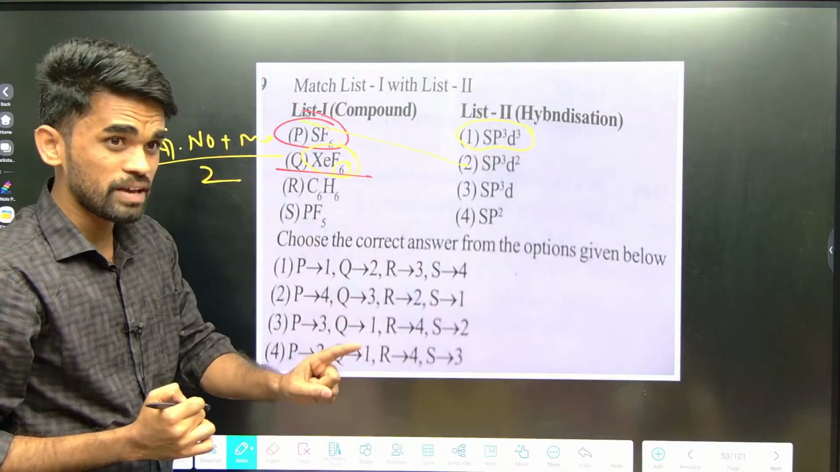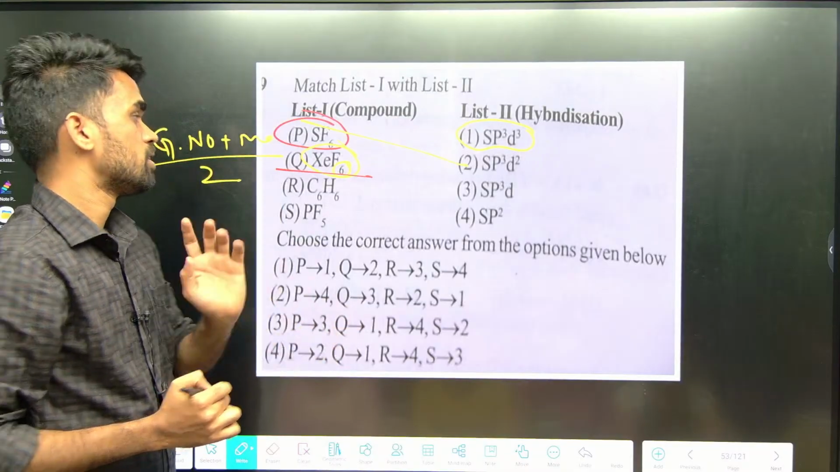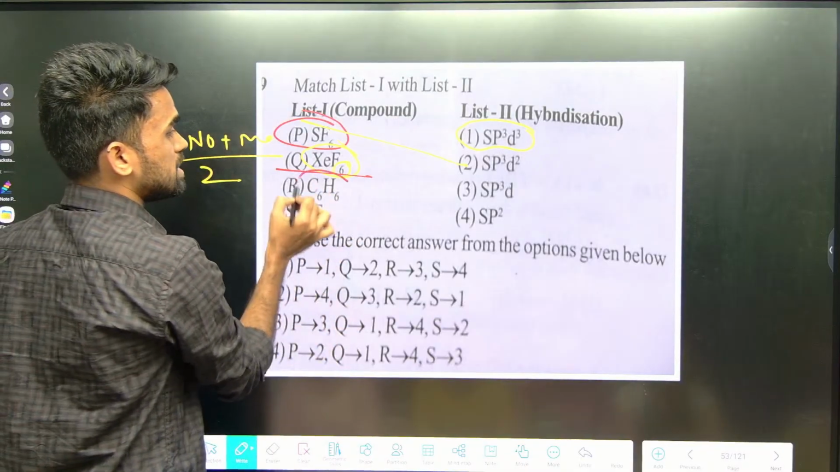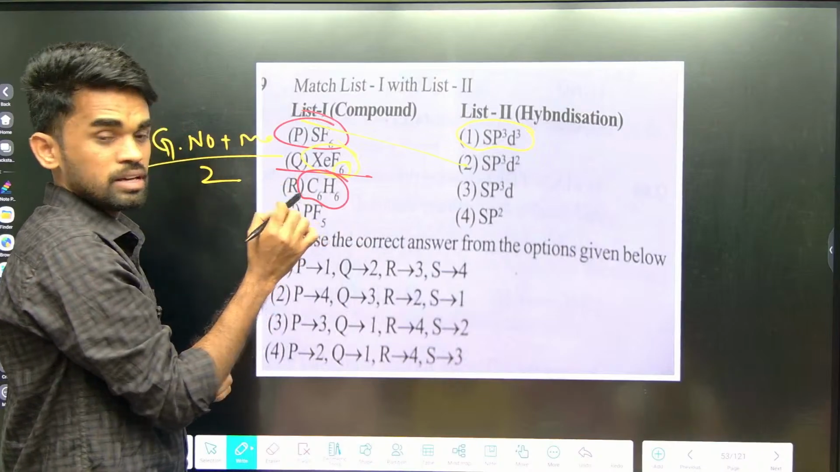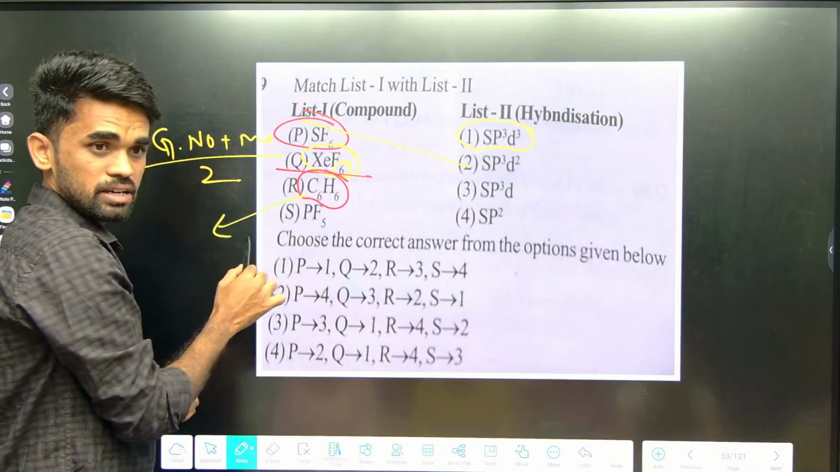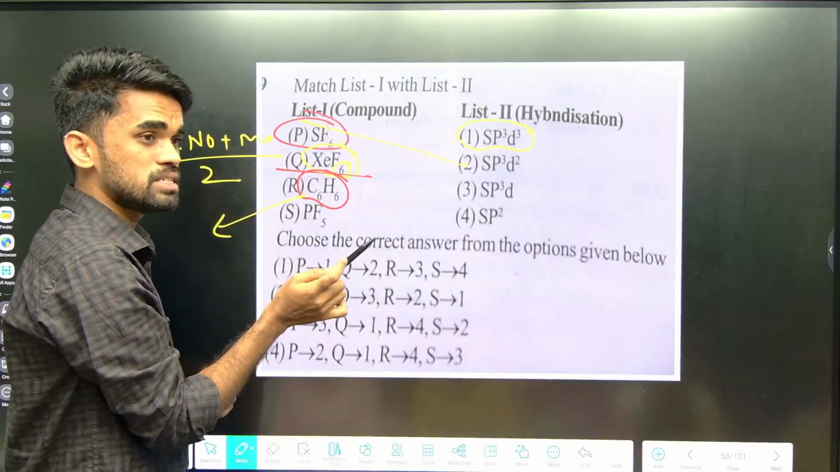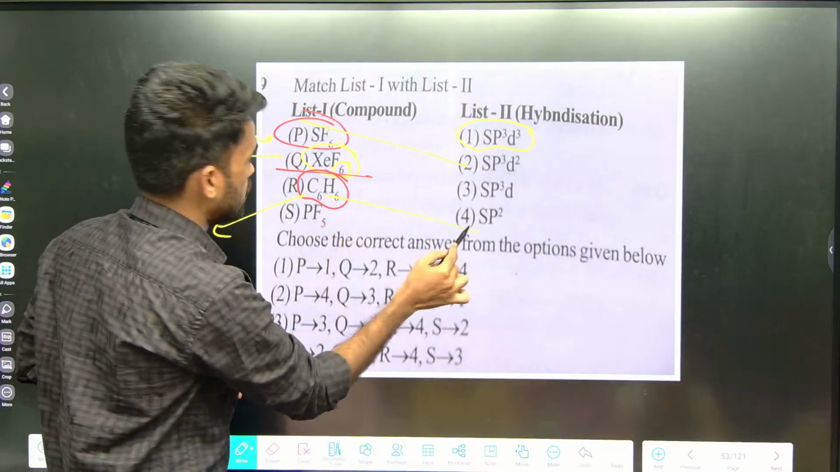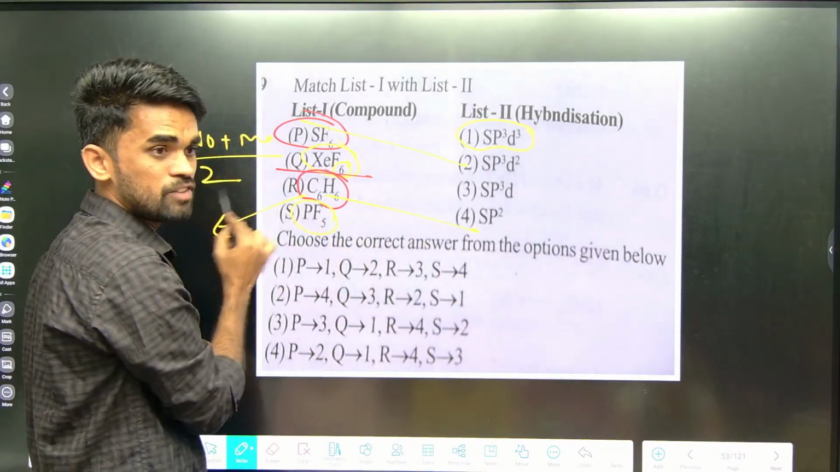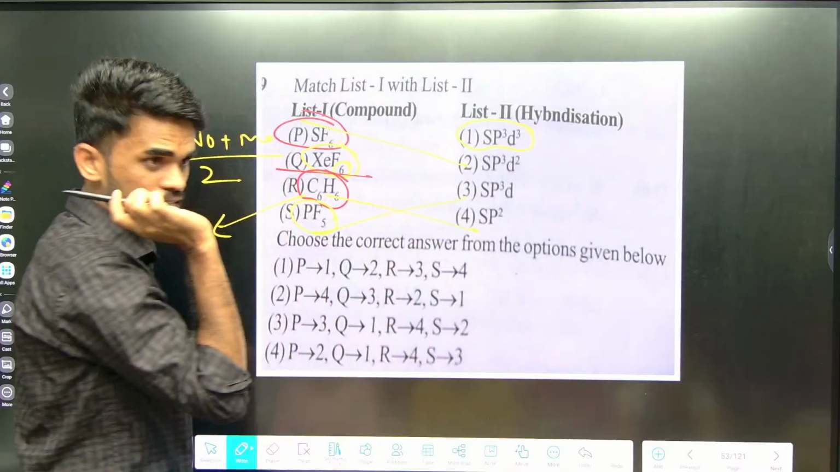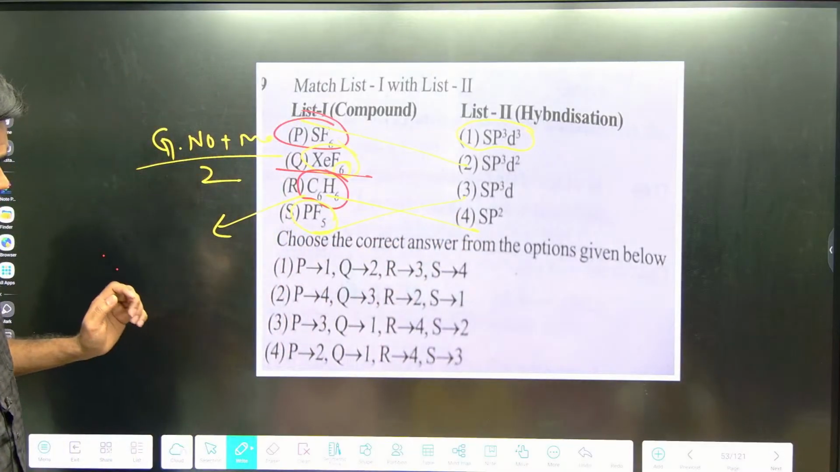What is the structure of XeF6? Distorted octahedral. What about C6H6? This is nothing but our benzene ring. In the benzene ring, each carbon is sp2 hybridized. Next, PF5, PCl5, all is a. That's it. Match the question here. Which one is our answer?